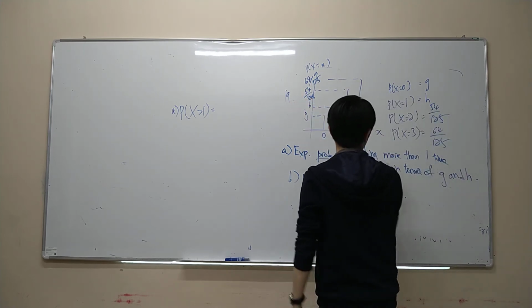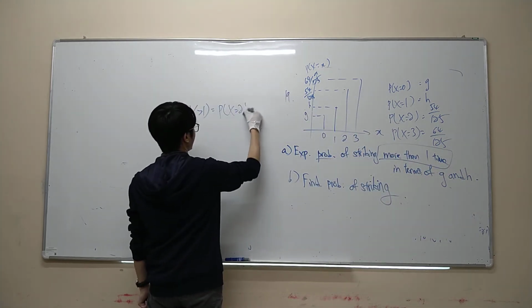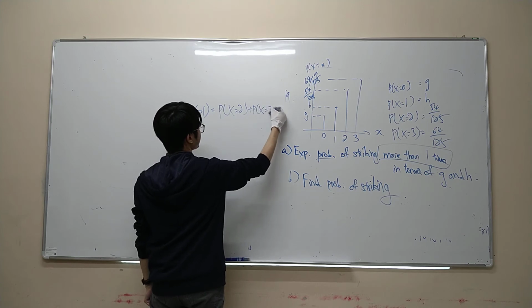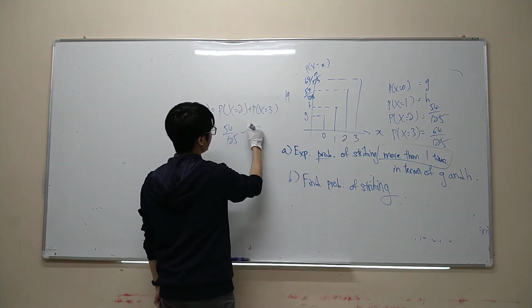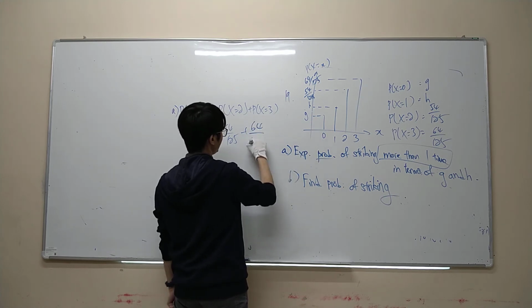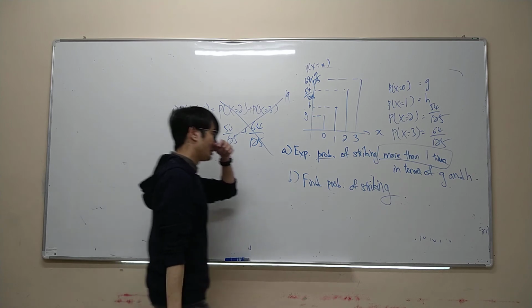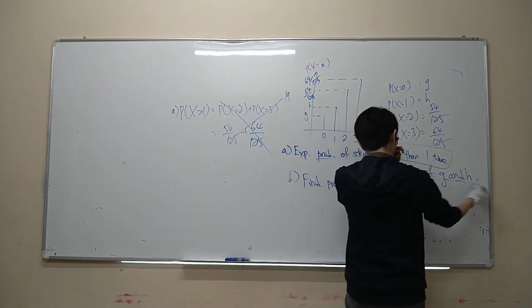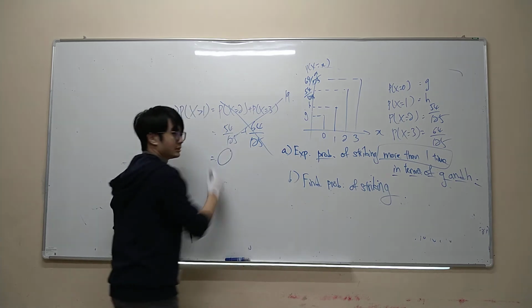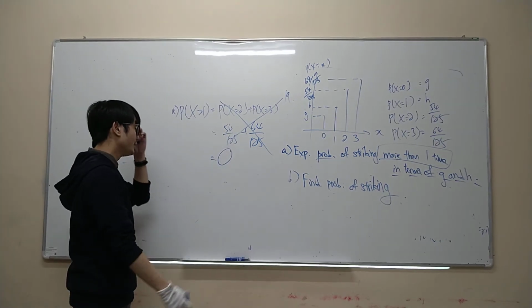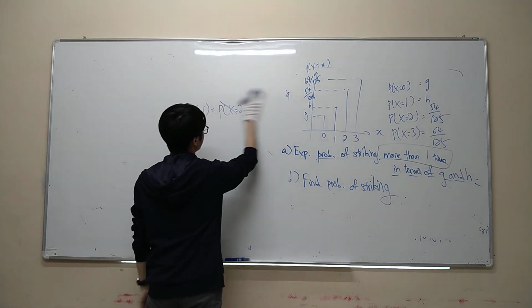But they want the probability of more than 1. It means P(X=2) plus P(X=3), right? So what's P(X=2)? 54 over 125. What's P(X=3)? 64 over 125. Wrong. Look carefully. In terms of G and H. If you do it like this, you will get an answer, but the answer will be wrong. Why? Because your answer is not in terms of G and H. So you cannot do it like this.